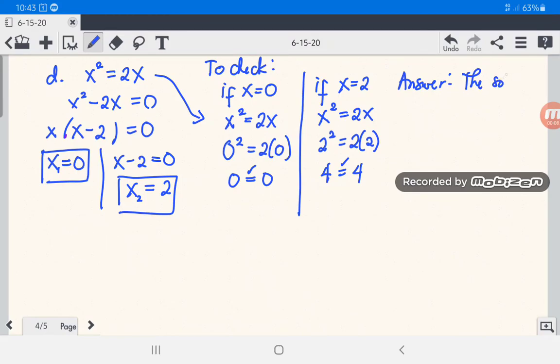the solutions of the quadratic equation x squared equals 2x are 0 and 2. You can write x is equal to 0 and x is equal to 2.